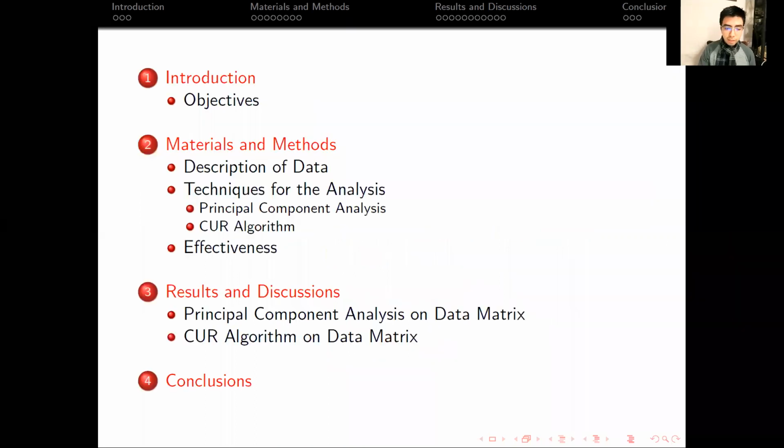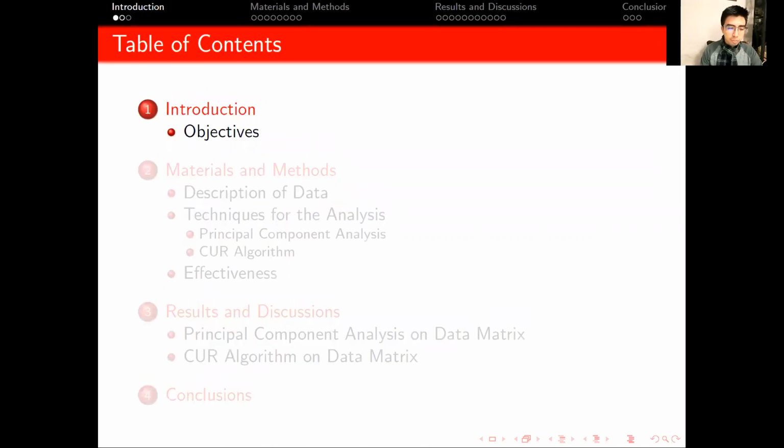Here is the outline of the presentation, which is mainly divided in 4 sections: introduction, materials and methods, results and discussions, and conclusions. Let's start with the introduction.